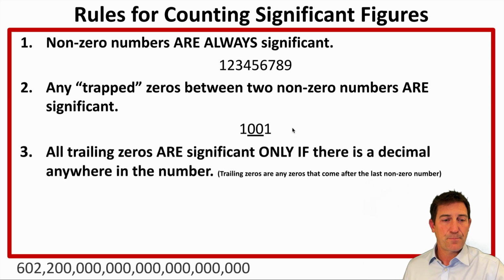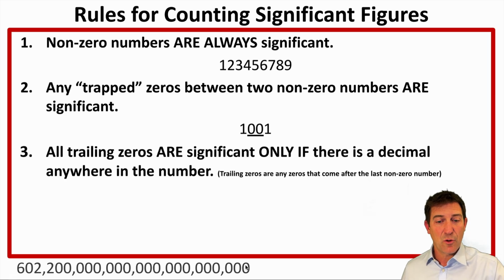They're the same thing. The next rule says all trailing zeros are significant only if there's a decimal anywhere in the number. Doesn't matter where the decimal is. If there's a decimal, then trailing zeros are significant. What are trailing zeros? They're all zeros that come after the last non-zero number. Let's look down here. All of these are trailing zeros because they come after the last non-zero number, this 2.